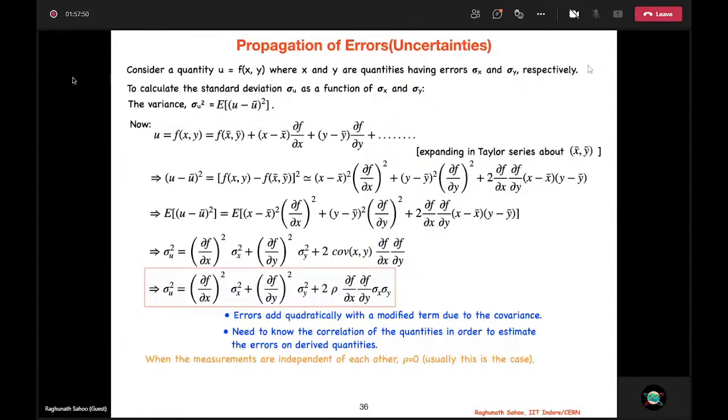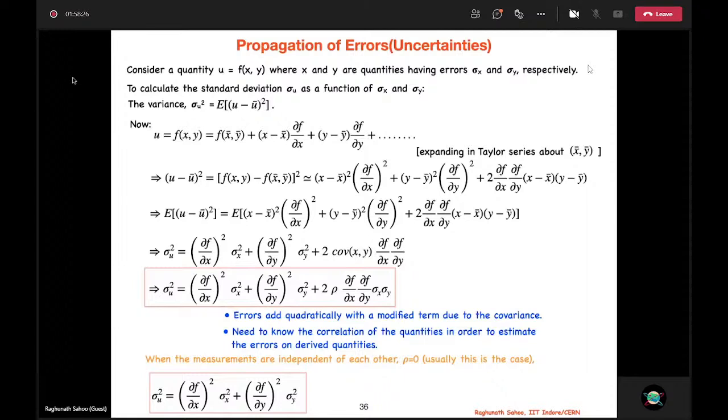And when the measurements are independent, for example, there is no correlation, your rho can be set to 0, and then the formula becomes easier, or the known formula. Usually we deal with independent measurements. When we measure length and we measure the width to calculate the area, these two are independent measurements. So in those kinds of cases, rho can be set to 0, and then my final formula is sigma u squared is equal to (del f by del x) squared sigma x squared plus (del f by del y) squared sigma y squared.